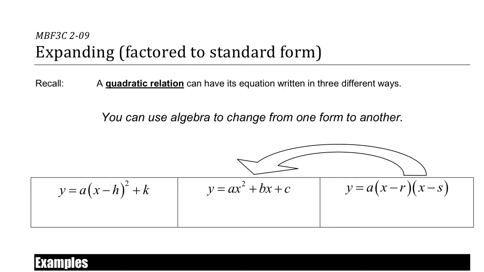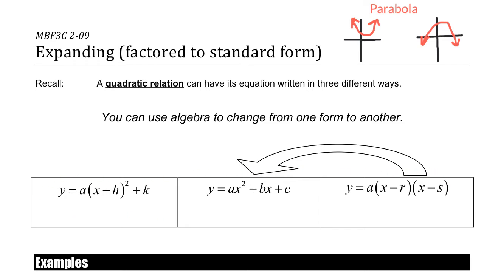We're talking about quadratic relations. A quadratic relation can be graphed, and the graph can look like a parabola. The parabola can either open up or open down, depending on how the equation's written. And a quadratic relation can have its equation written in three different ways. We talked about those three different ways before, and I have the general forms of the equations written down here.